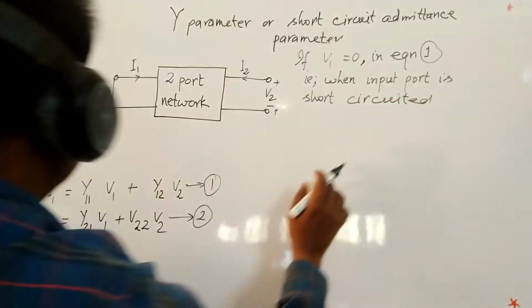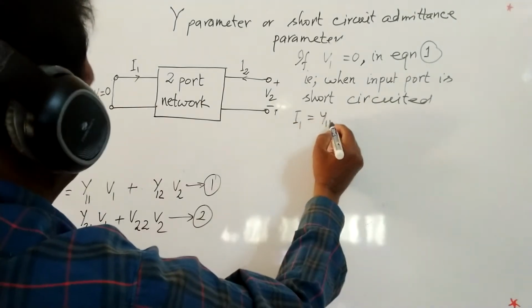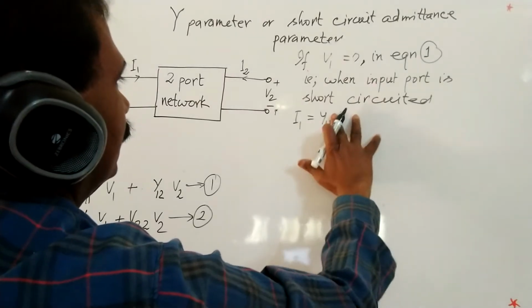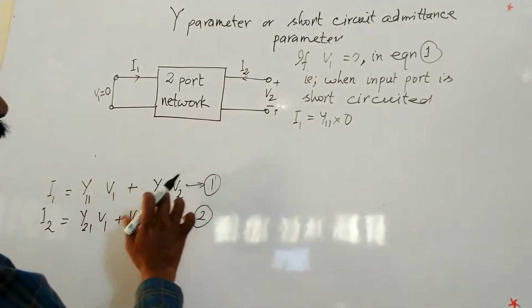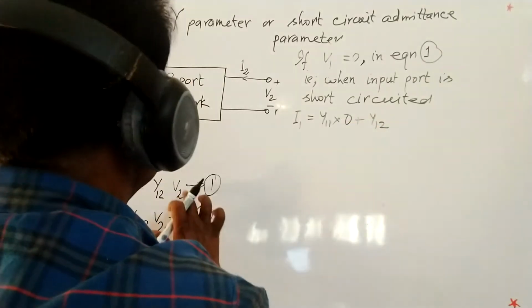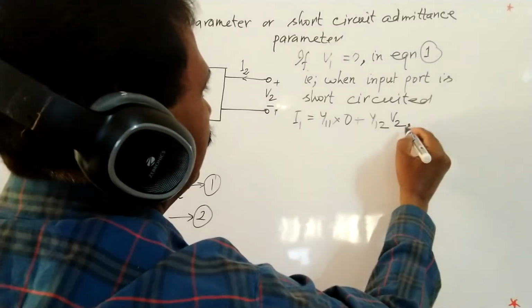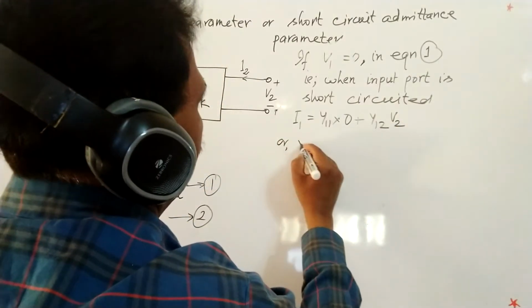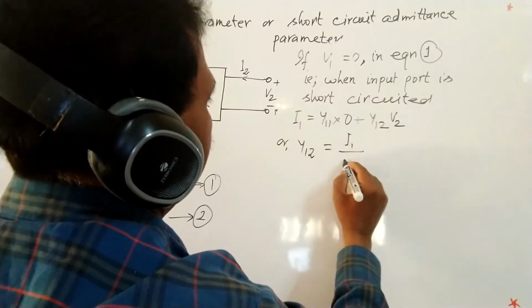Okay, then what we get, I1 equal to y11 times v1, with v1 equal to 0, this is 0, plus y12 into v2. Then we can write y12 equal to I1 by v2.